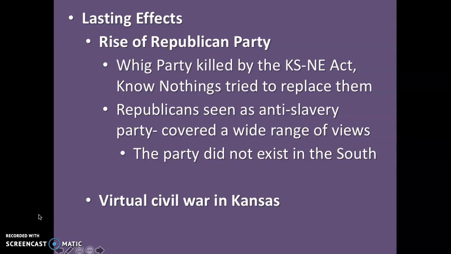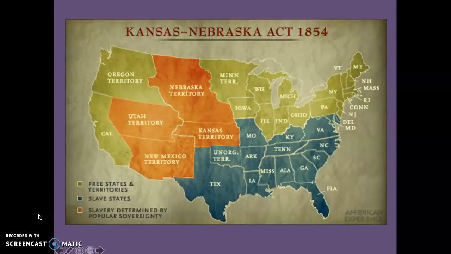So when Abraham Lincoln is elected, we'll talk about how he really is the president of the North, because he didn't get much, if any, Southern support for his election, and that leads into that virtual civil war in Kansas. And so let's go ahead and talk about that.